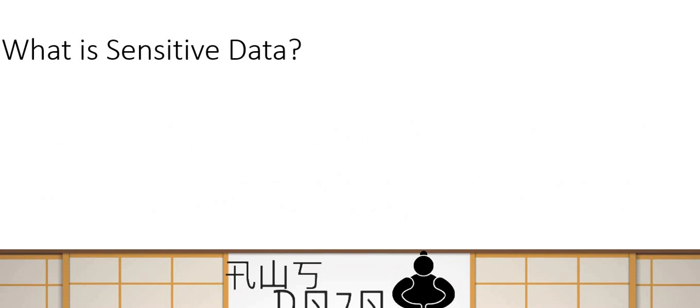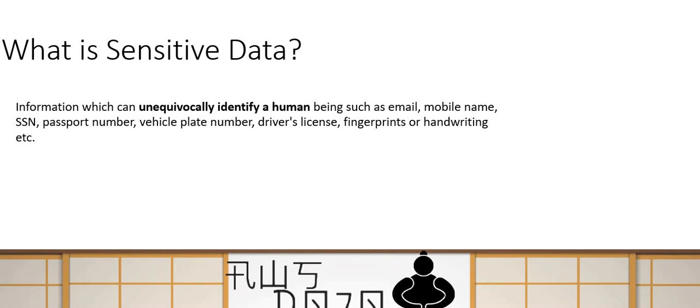So quickly, what is sensitive data? Sensitive data could be anything. The most popular one is PII data, where you can use that information to identify a person. It could be your mobile number, email, social security number, passport, vehicle number plate, driving license, or even biometrics like your fingerprints.